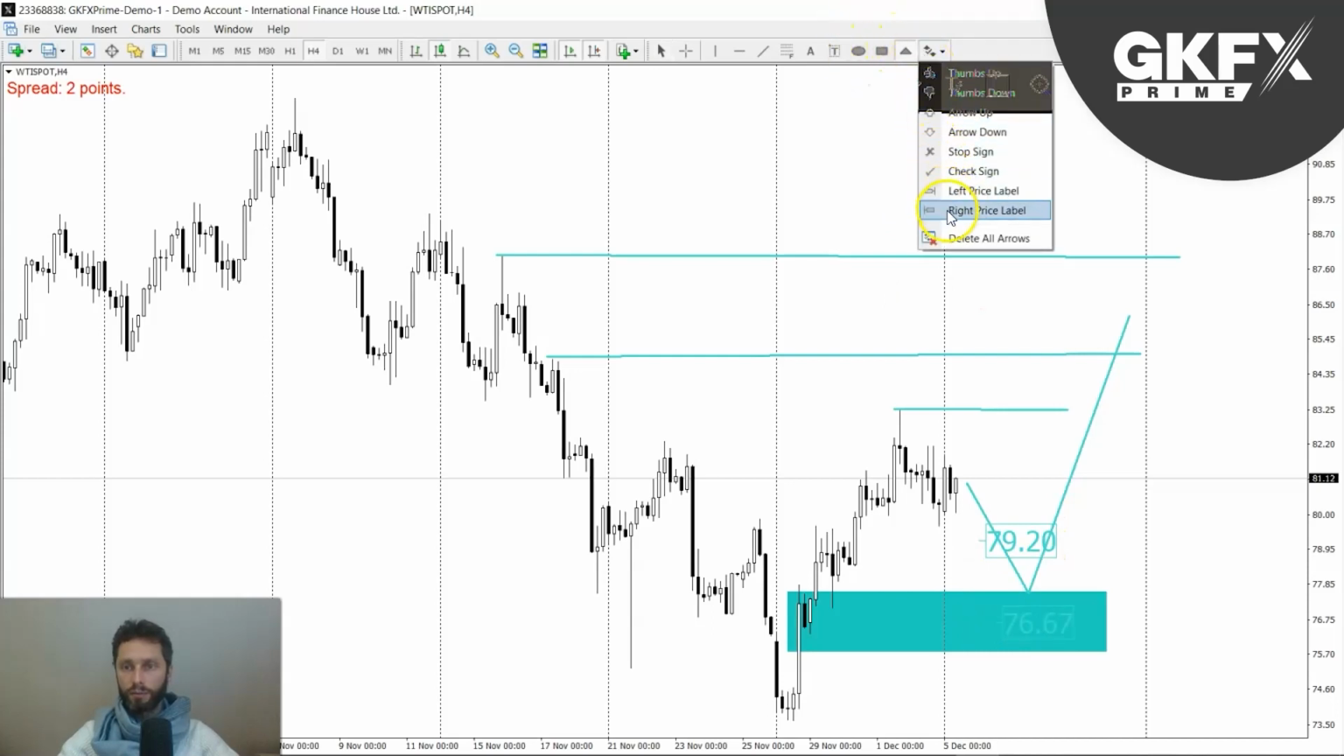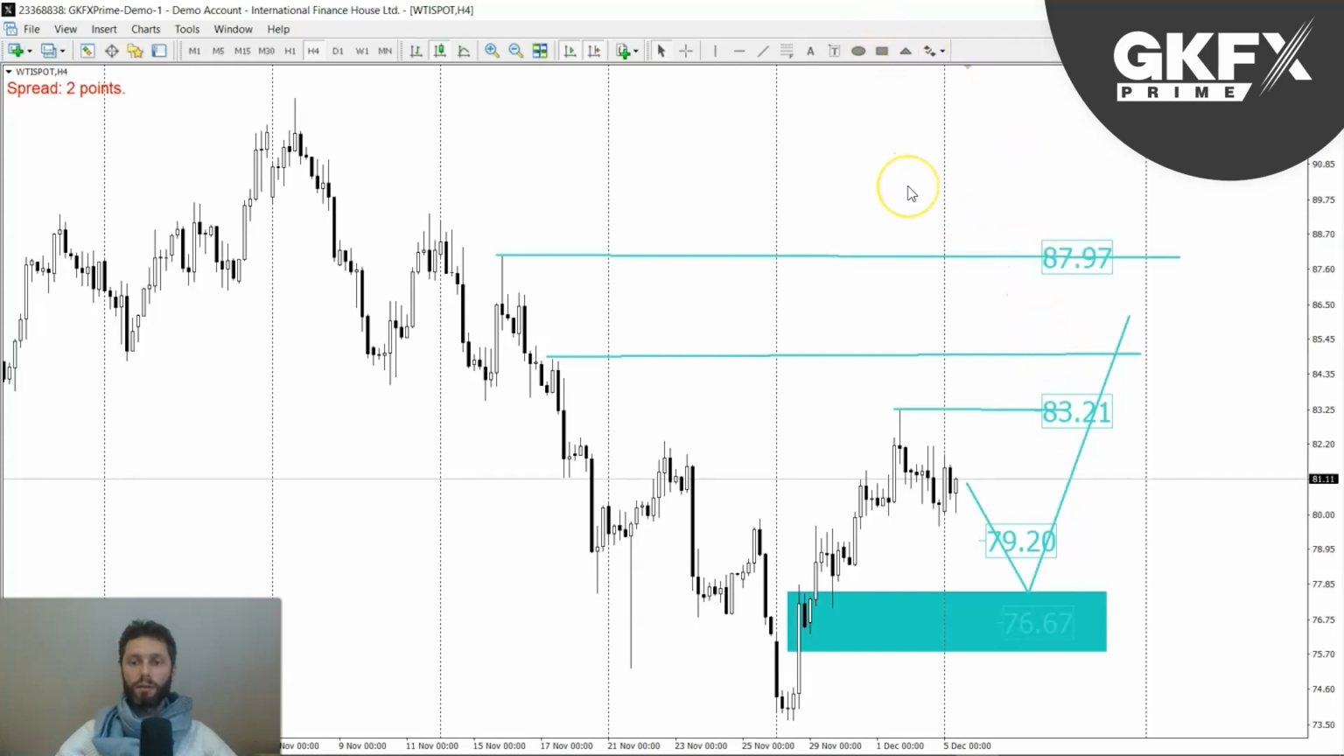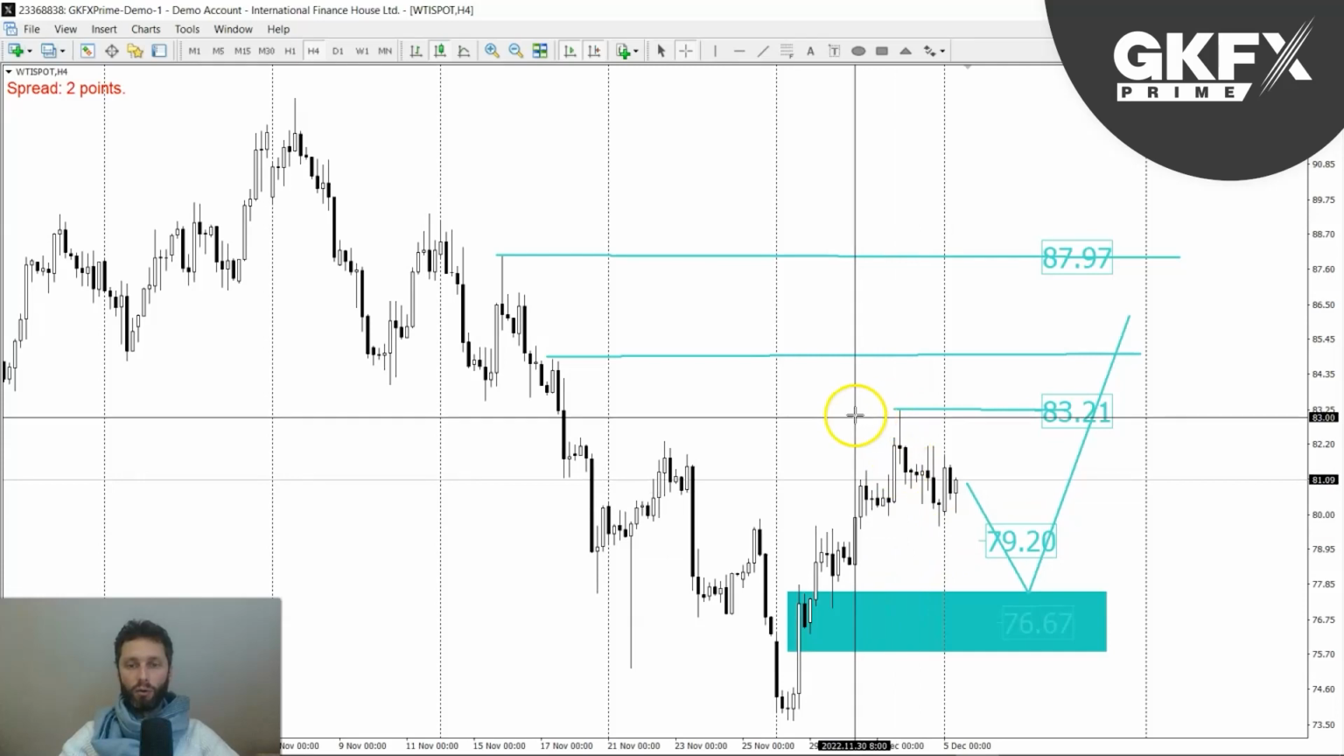the targets would be first there and then up here. Okay, so these are the reference points for you to bear in mind, and that is the idea on oil.